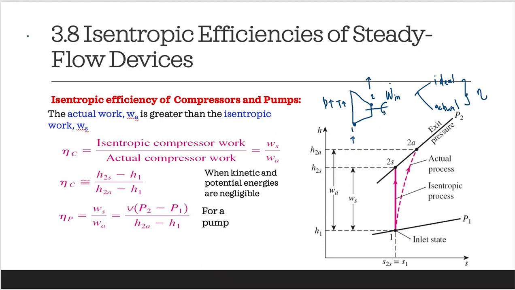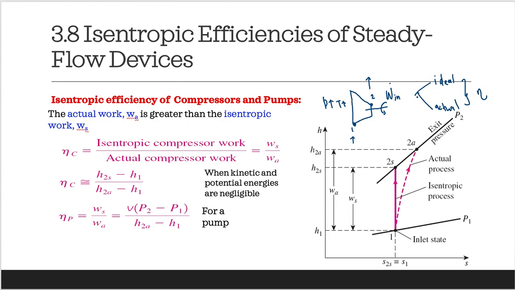Today we will continue our topic in isentropic efficiency of steady flow devices in compressor or pump. This is the compressor schematic diagram, and this is state 1, which is the inlet of the compressor, and this is state 2, the outlet of the compressor. The function of the compressor is to increase pressure as well as temperature. And we know in the compressor there is W dot in, power input.